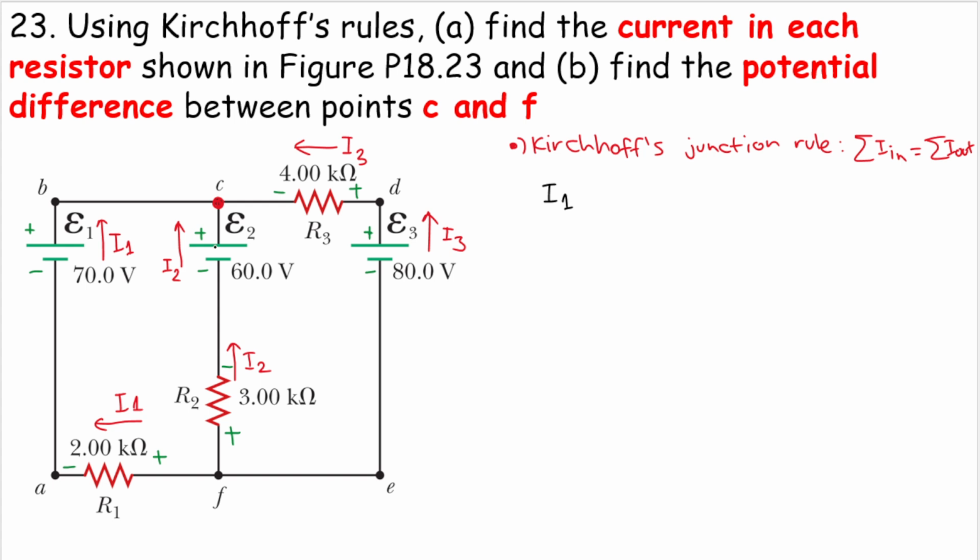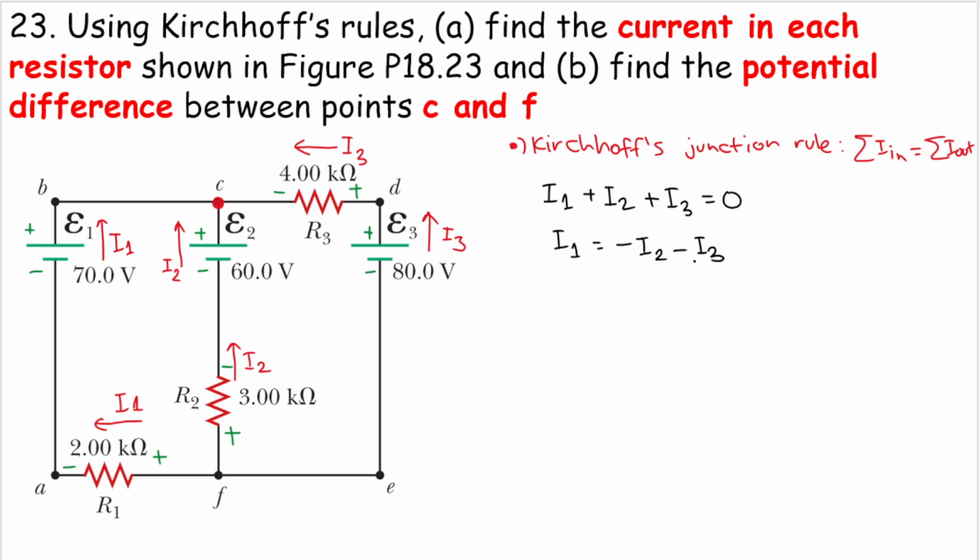And then I2 also going into node C, so I will have plus I2. And then here I3 also goes into node C, so I will have plus I3. And all of that will equal 0. And I think we can isolate one of them, right? So we can have I1 here. So I1 is equal to minus I2 minus I3. And we can save that and it will be very useful later.